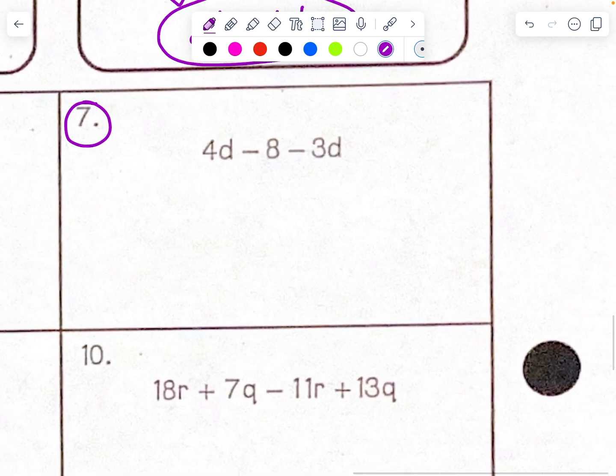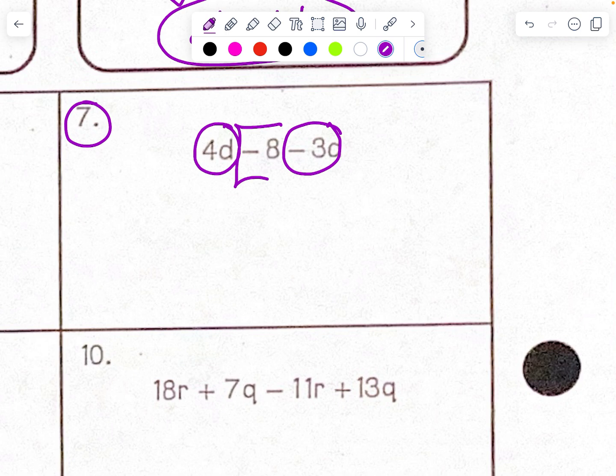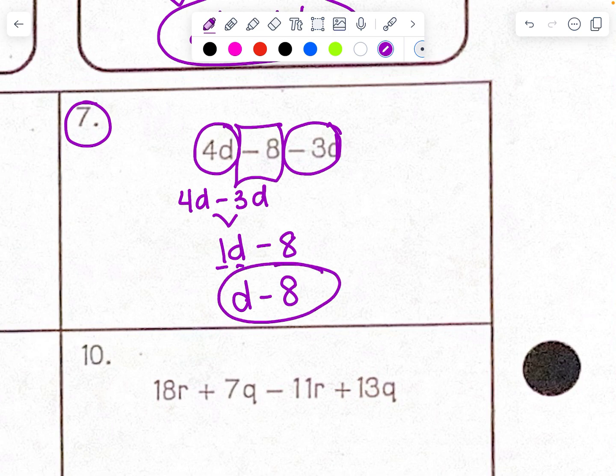4d minus 8 minus 3d. So we've got 4d minus 3d and then a minus 8. Okay, so I'm looking at my d's. 4d minus 3d would be 1d. And then minus 8. Okay, we have to think back to the identity property of multiplication. Anything times 1 is always itself. So we are just going to write this as d minus 8. Okay, that's 1d minus 8.